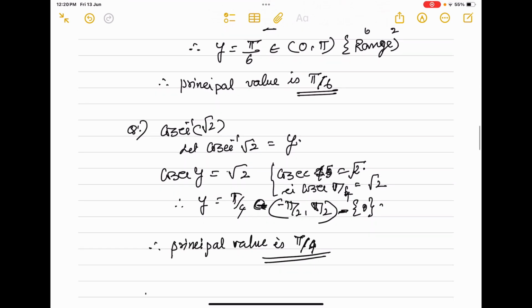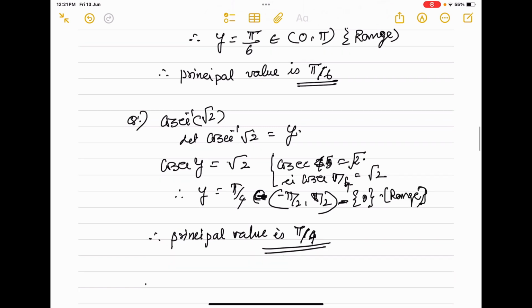Then cosec inverse root 2. Let cosec inverse root 2 equal y. Then cosec y equals root 2. That is cosec 45 equals root 2. Cosec pi by 4 equals root 2. That is, y equals pi by 4. That belongs to the range, negative pi by 2 to pi by 2 minus 0. Therefore, the principal value is pi by 4.